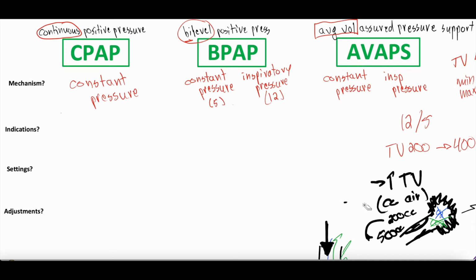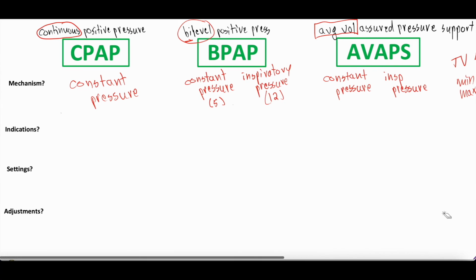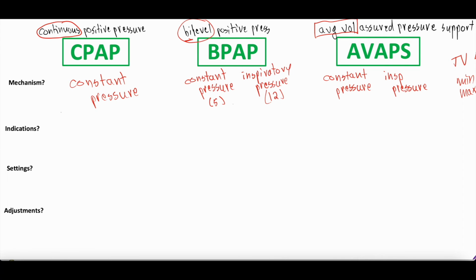I'm going to delete this down here to clear some space up, and we're going to go through indications and settings. I think I maybe want to do settings first because we've sort of already started talking about settings while talking about how each one works. So settings for CPAP, right? We said CPAP is just a continuous positive pressure, right? There's just a single constant pressure.